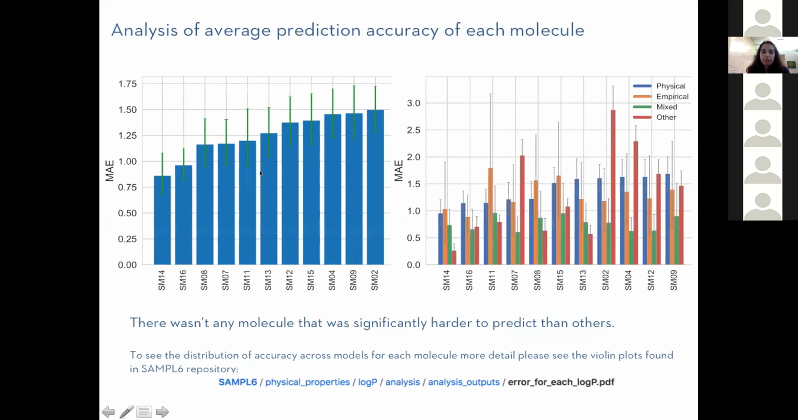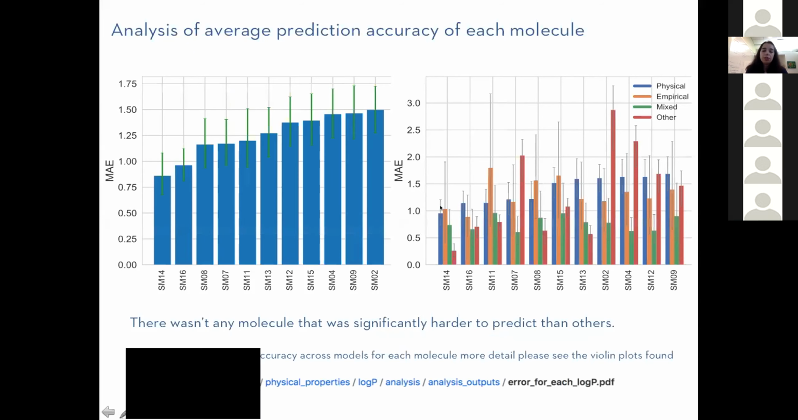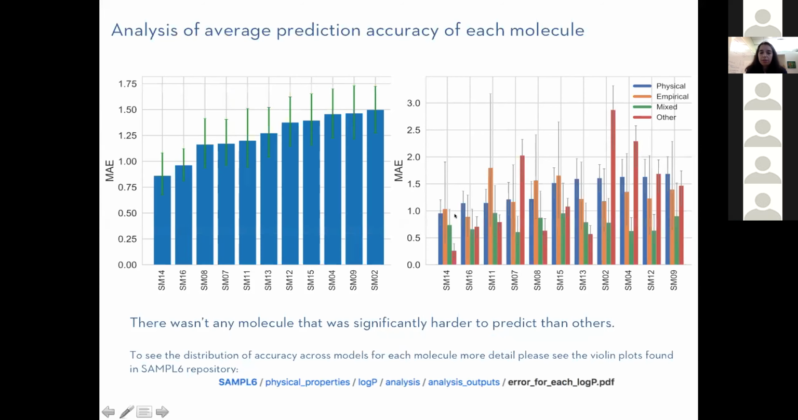If I separate this mean absolute error into different method categories, let's look at the physical predictions. Across physical predictions, it looks like an even spread of error for each molecule. The empirical predictions have a more fluctuating performance across molecules, which is as expected. You can also see a more detailed version of this analysis if you look at the violin plots provided in the sample repository that shows the distribution of errors for each molecule at this level.